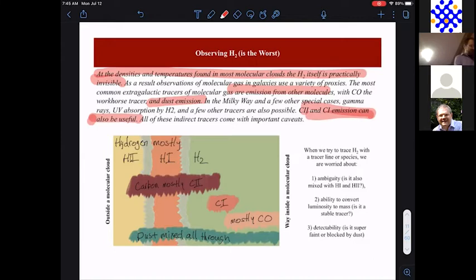So the important thing that you want to keep in mind here is that all of these tracers are fundamentally proxies. They're indirect. They are tracing things that are mixed with the molecular gas, and they come with important caveats. And we do not have a tracer that satisfies all three of these criteria perfectly. But as you think about ways to trace H2, it's worth thinking about: is your tracer ambiguous, meaning, is it also tracing the HI and the ionized gas? Is it straightforward to convert directly between your observations and the mass of molecular gas, meaning is it a stable proxy?